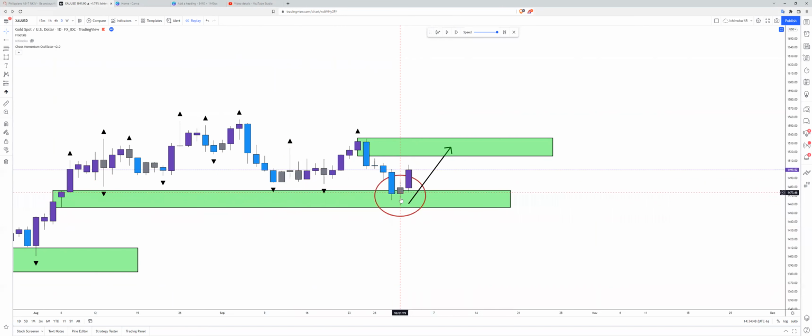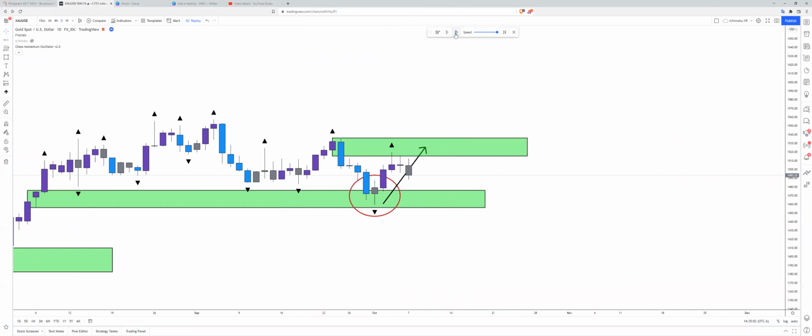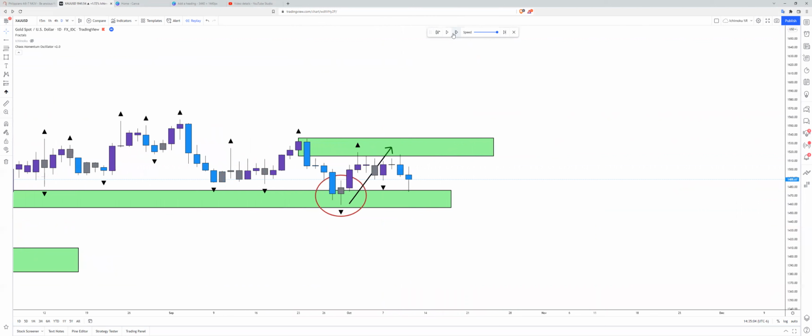So this is what we're expecting from this point to this point. All right, so we play it. You see how we got inside this order block? So from this point, we could take our trade. You could take your profit here if you want to, or you could keep it going. Just make sure you manage your trade. And let's keep on watching.